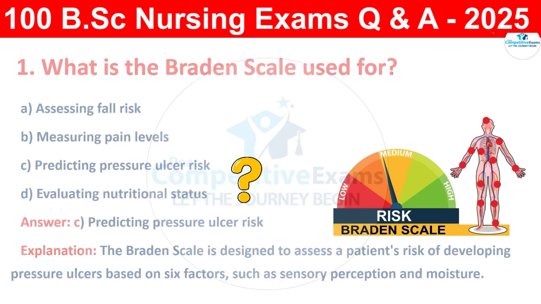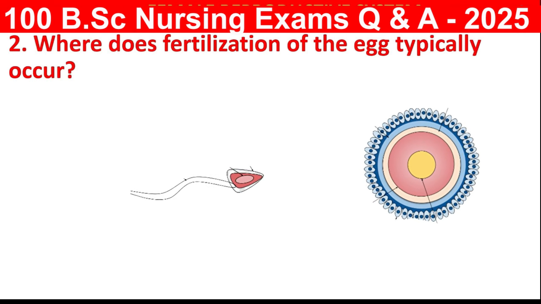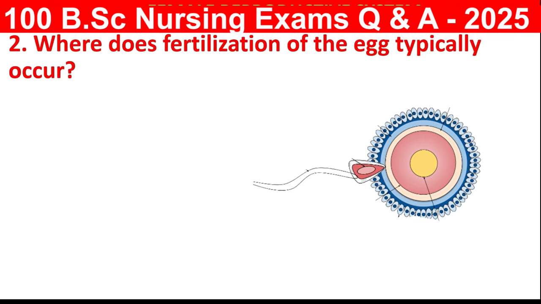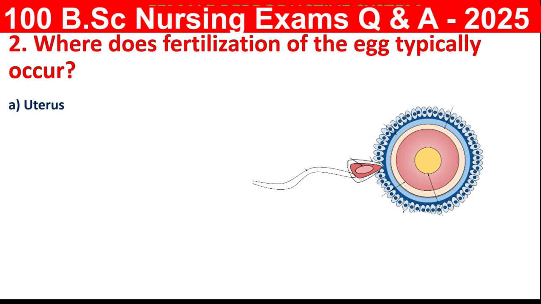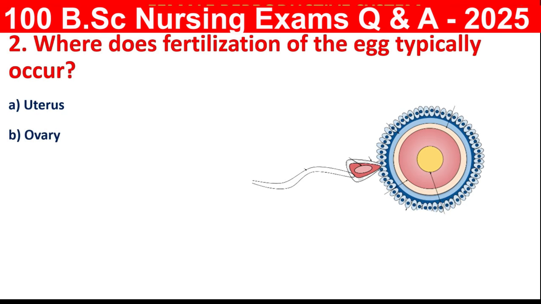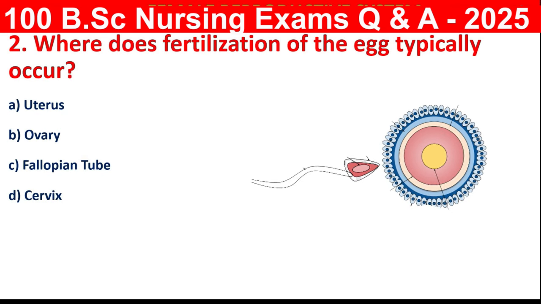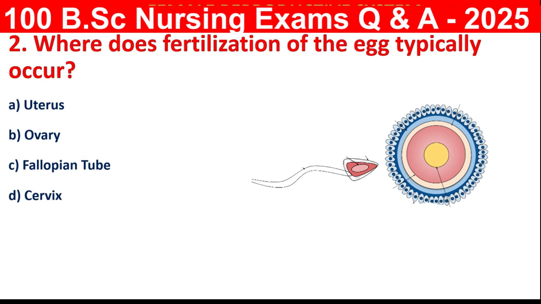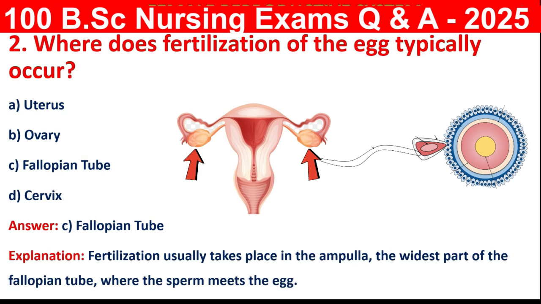Question number 2. Where does fertilization of the egg typically occur? Your options are uterus, ovary, fallopian tube, or cervix. The correct answer is C, that is fallopian tube. Fertilization usually takes place in the ampulla, the widest part of the fallopian tube, where the sperm meets the egg.